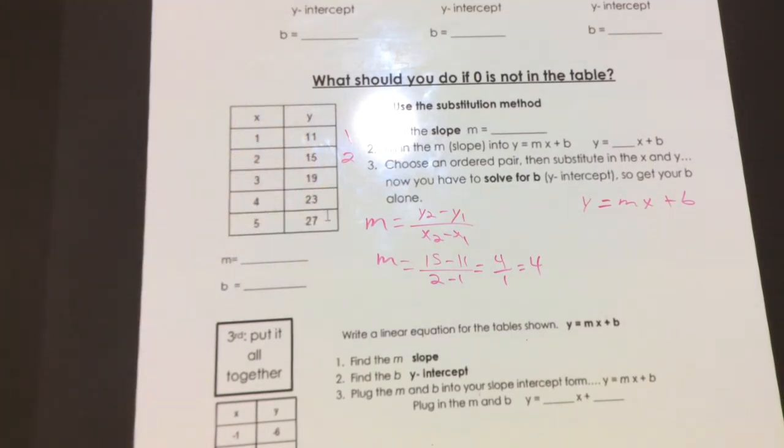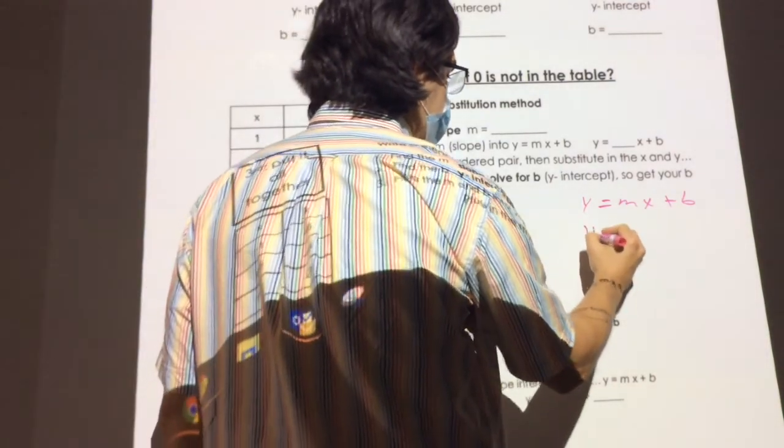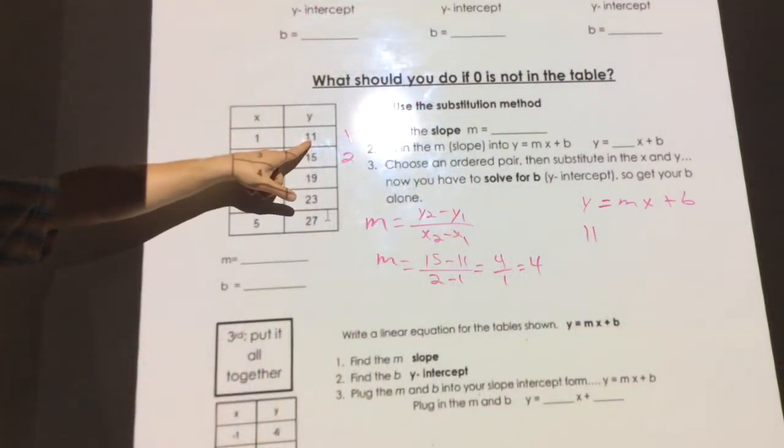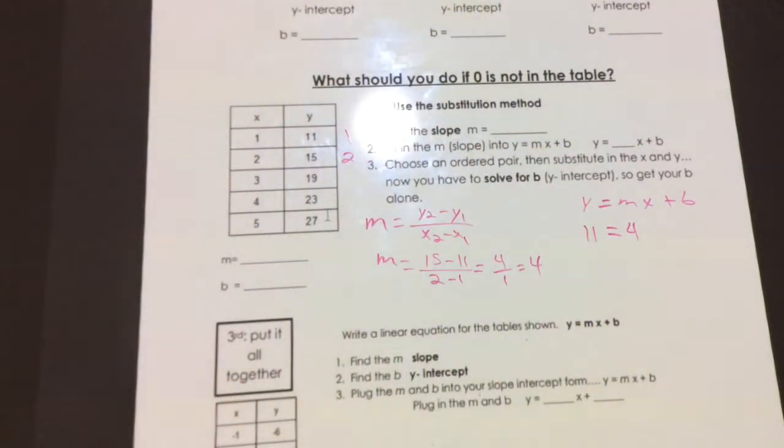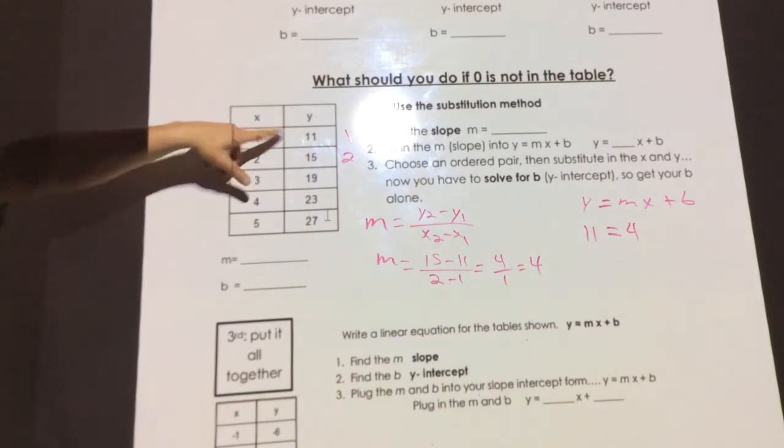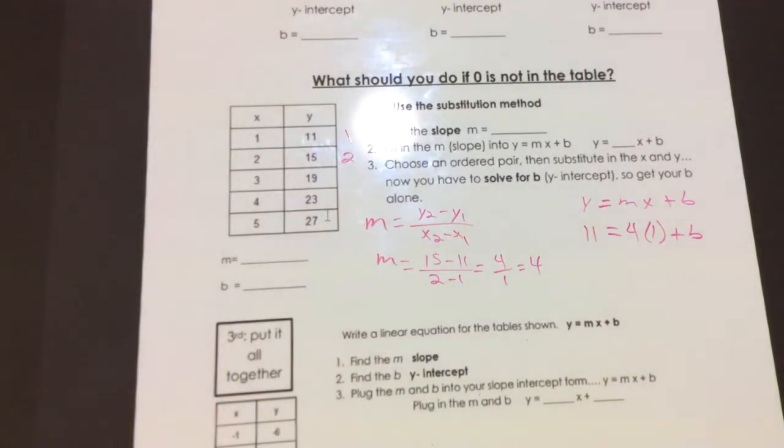So watch what I'm going to do here. I'm going to replace y with 11 because y is a point on my graph. What am I going to replace m with? A 4, because we just found m was equal to 4. What do you think I'm going to replace x with? 1. It's the x value when y is 11. And do I know what b is? Okay, ladies and gentlemen, that's a two-step equation. Can you solve that two-step equation?